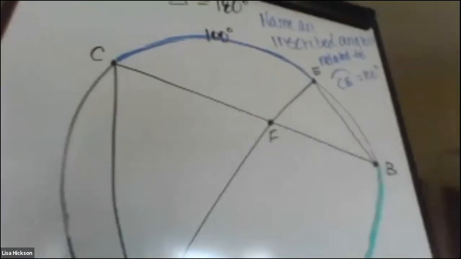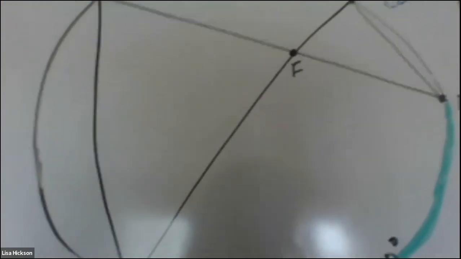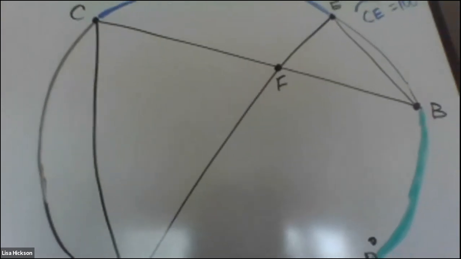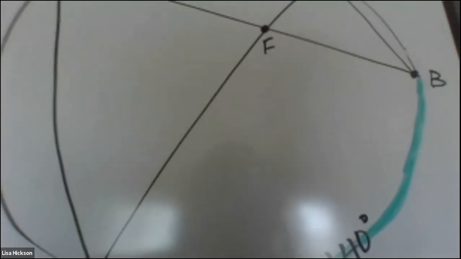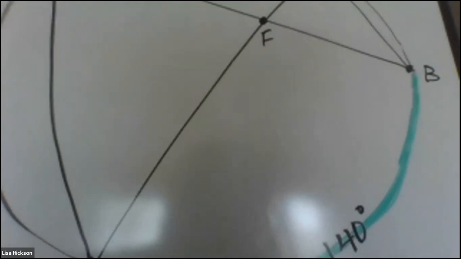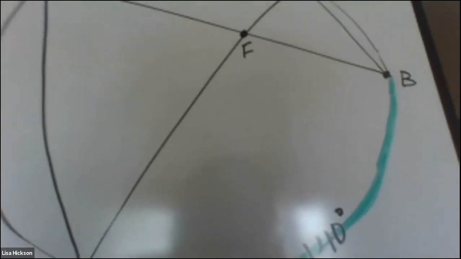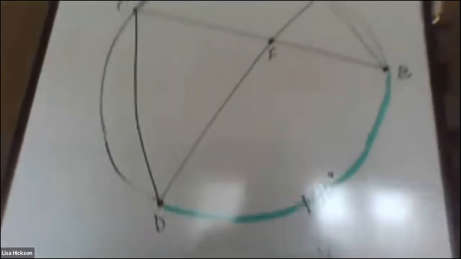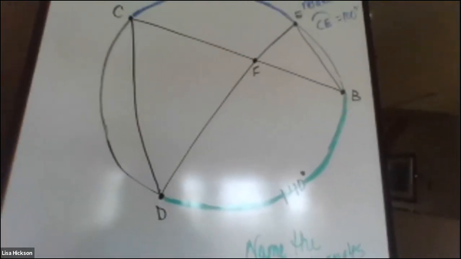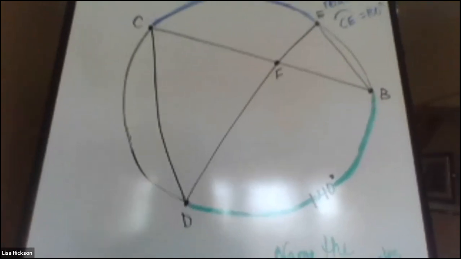And then, of course, the other question would be, name the inscribed angles related to arc DB, which equals 140 degrees. Okay, so can you see my board? So those are the two questions that you should ask yourself in completing this application problem.